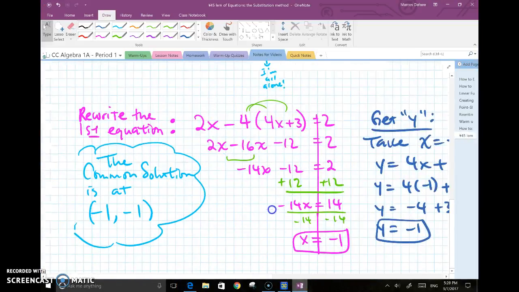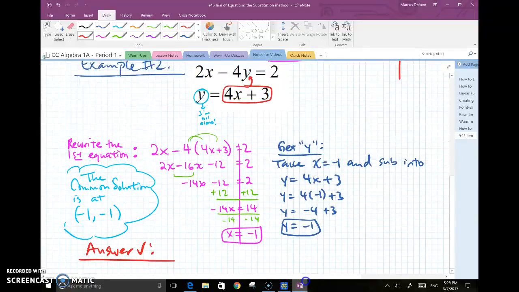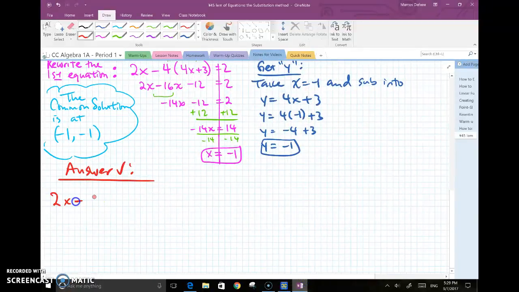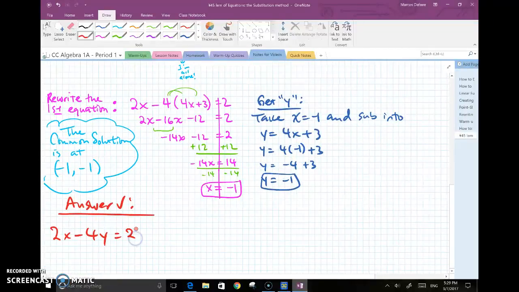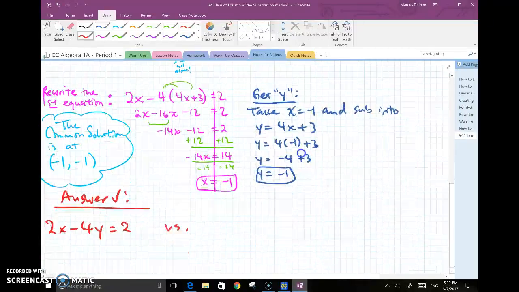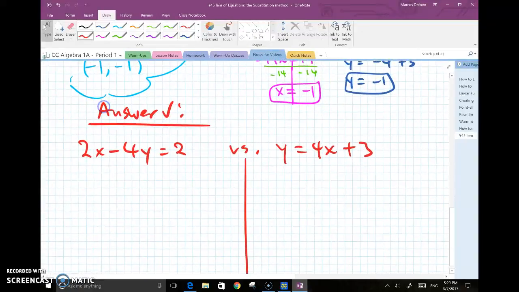And we're going to test this out very quickly because we always have to check our answers here. It's a good idea. We're going to do a quick answer check. And we're going to compare both functions together to see if it works out. The first one was 2x minus 4y equals 2. And the next one was y equals 4x plus 3. Just to do a side-by-side comparison, remember we're comparing -1, -1. Plugging them in, you get the following.